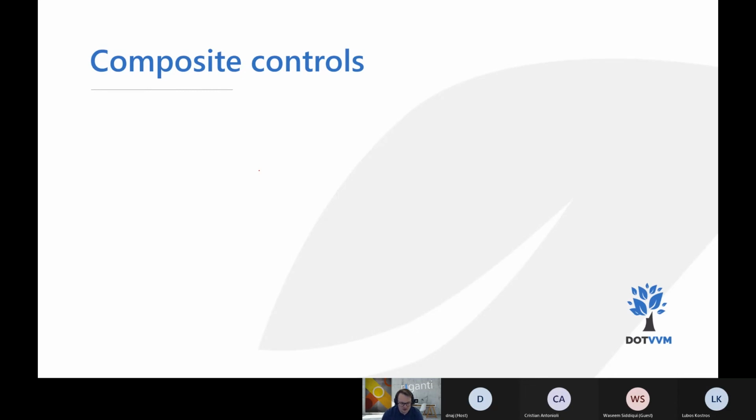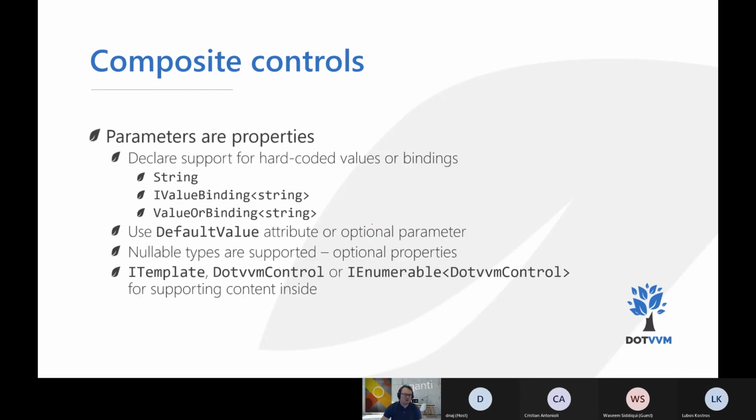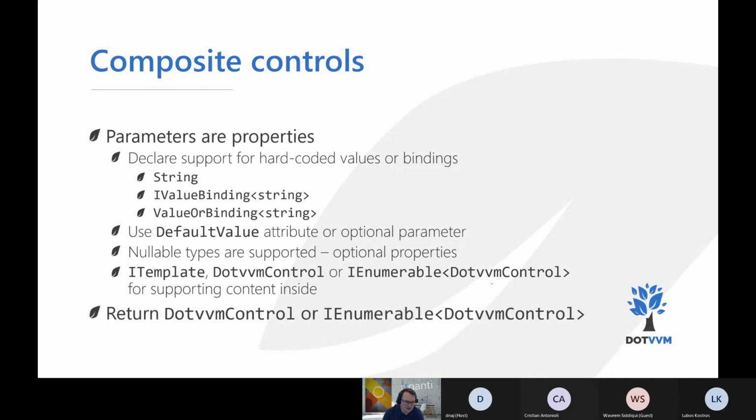So we support this, and if you create a property of type ITemplate or DotvvmControl or a list of or IEnumerable of DotvvmControls, it means that the user can specify some inner elements in these, and you can also pass that to the child controls which you are building in this case. And the GetContents method always needs to return either DotvvmControl or IEnumerable of DotvvmControl. So you can return one component or multiple components, and that basically means what the control will actually render.